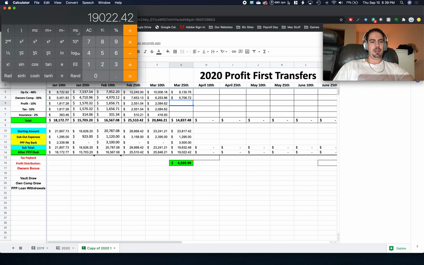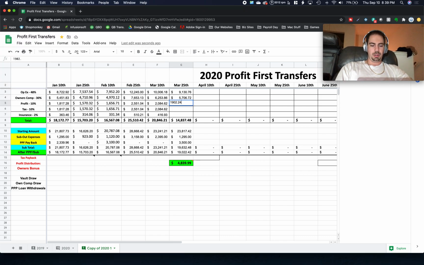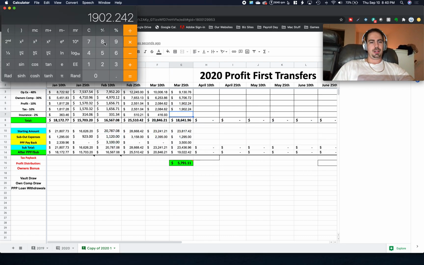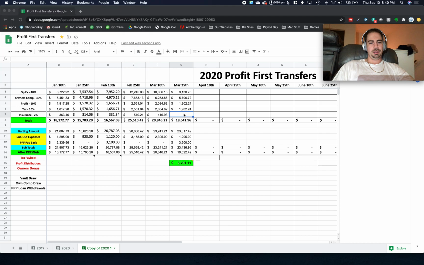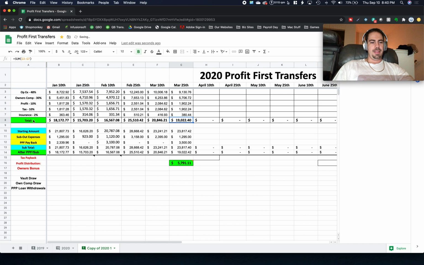Clear out again, memory recall. Now we're doing 10%, so times 10%. So we have 1902 and 24 cents. And because my profit percentage and my tax percentage is the same, I can just copy that down. 1902 and 24 cents. And then finally, the insurance account: clear out, memory recall, multiply by 2%. We got 380 and 44 cents. Now, this total, the green, should match this total, the other green.